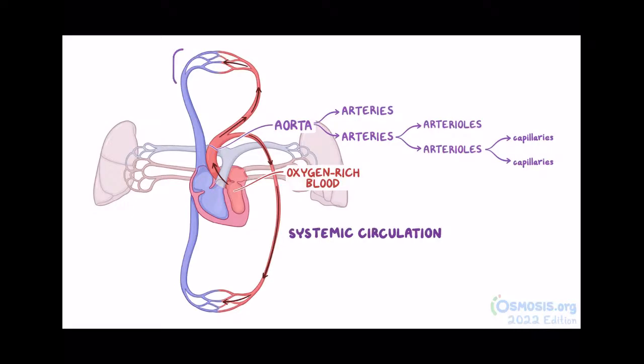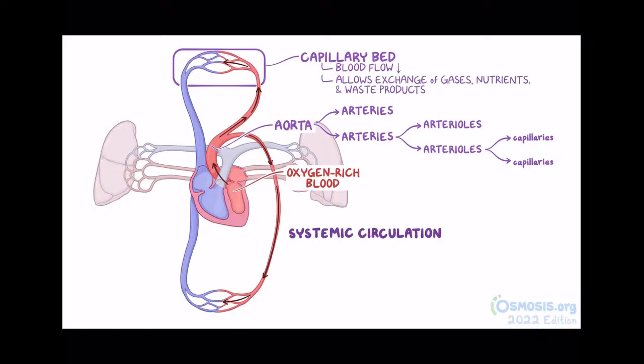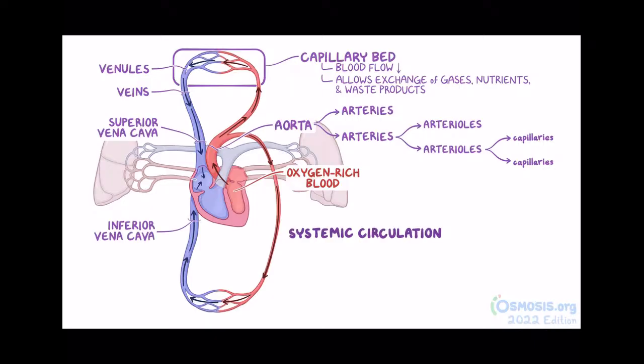These capillaries form small networks called capillary beds in which blood flow is reduced. This reduction in blood flow allows the exchange of gases, nutrients, and waste products between the blood and tissues. Now, after this interchange of substances occurs, the capillaries regroup to form venules, which eventually drain into veins, and eventually into the 2 largest veins called the superior vena cava and the inferior vena cava, which collect blood from the entire body and empty into the right atrium. And once more, the pulmonary circulation cycle restarts.